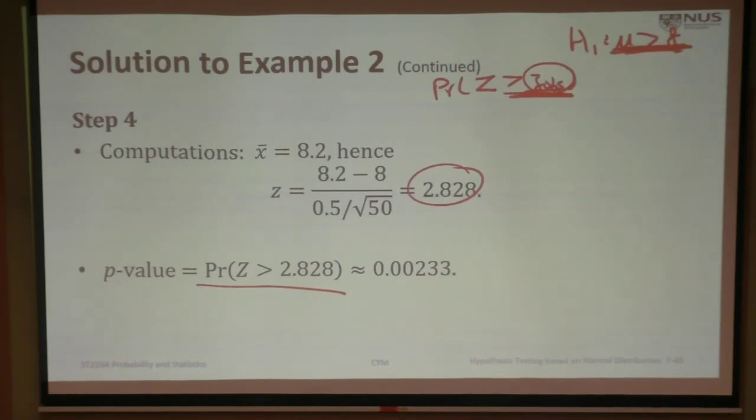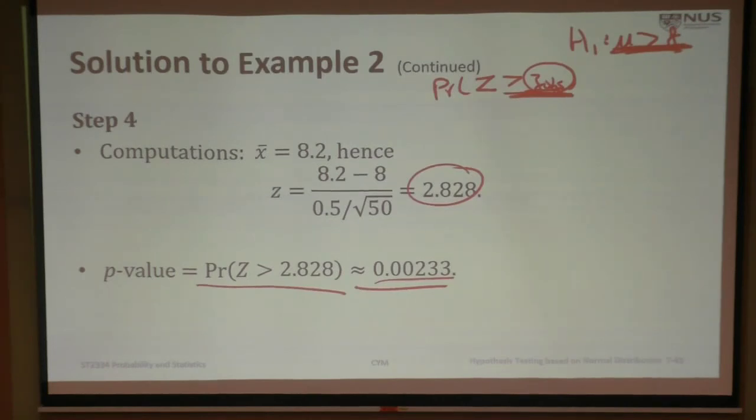So that's the idea. We look at this probability, and it turned out to be approximately 0.002. So it's quite a small value. What does that mean? It means that what you observed is really a very big number.